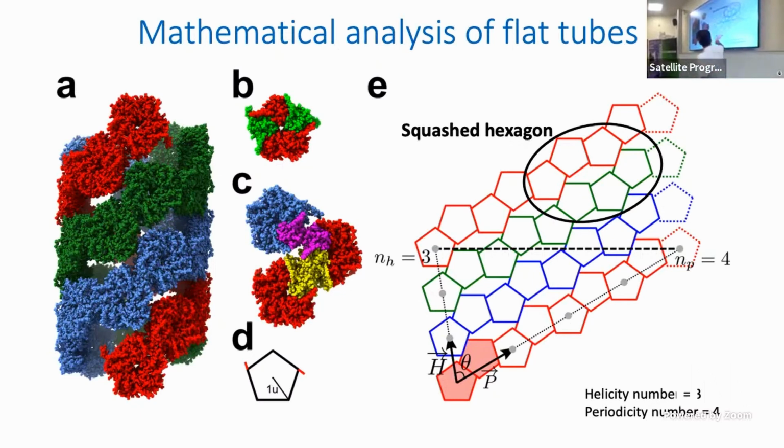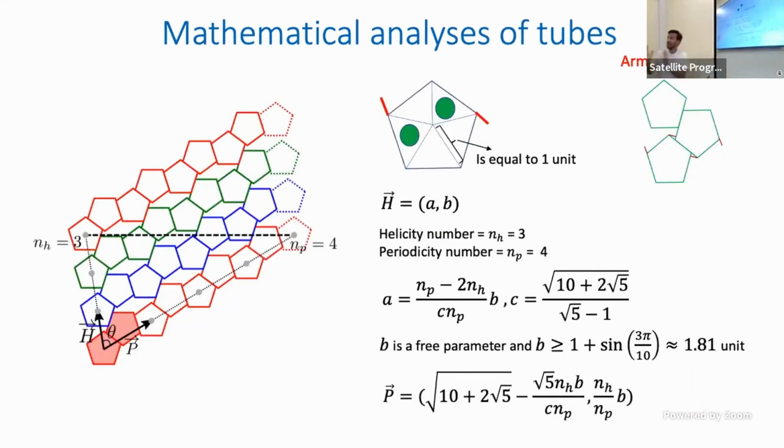So we have a helicity vector or helicity number, which is 3, and the periodicity number. If we call this a diagonal of pentamers, we have 1, 2, 3, 4, and the 5th one comes again on top. So the periodicity number is 4 and the helicity number is 3 for the one that they are seeing in nature. But is it the only one?